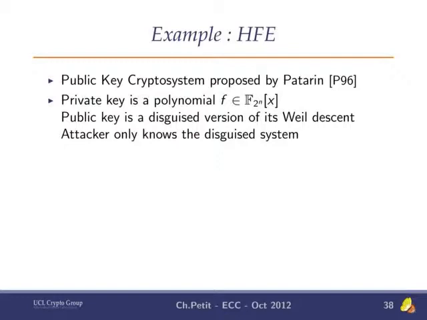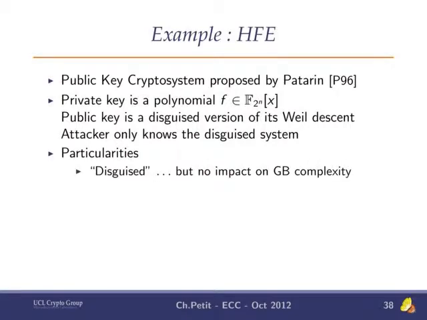Yeah, HFE. So the hidden field equation cryptosystem was a public key cryptosystem proposed by Patarin in 96. There the private key is a polynomial f belonging to F_2^n over F_2^n, sorry. The public key is somehow a hidden, disguised version of its Weil descent, okay? And the attacker only knows the disguised version and wants to solve the system.